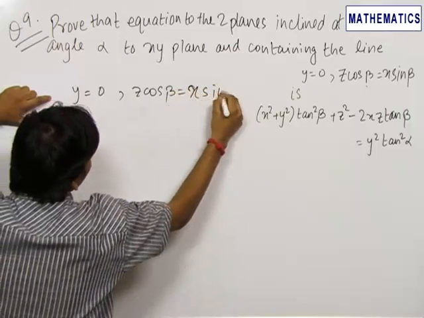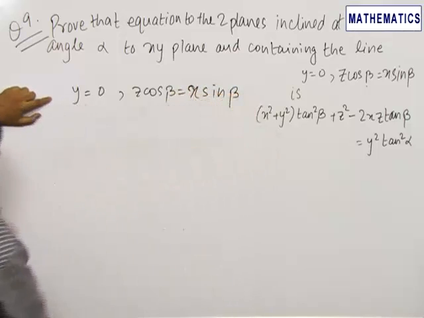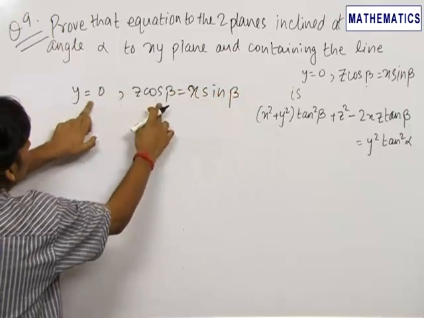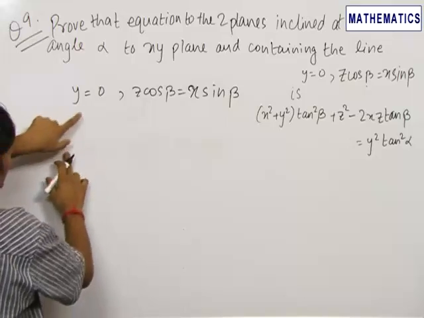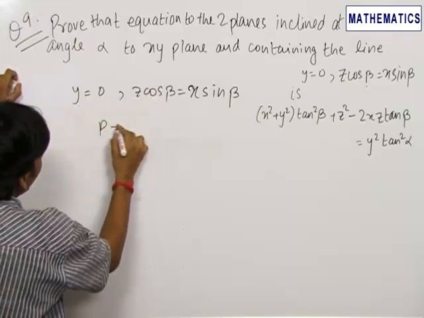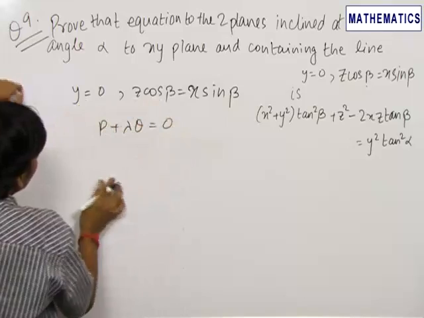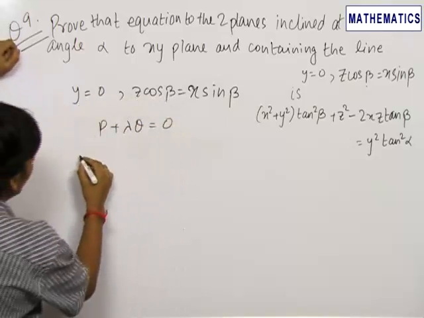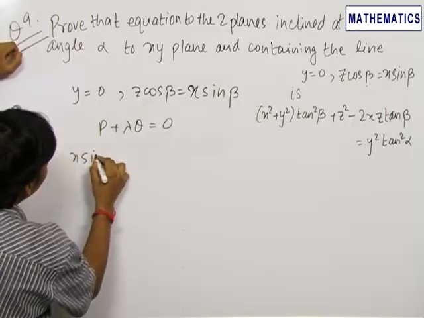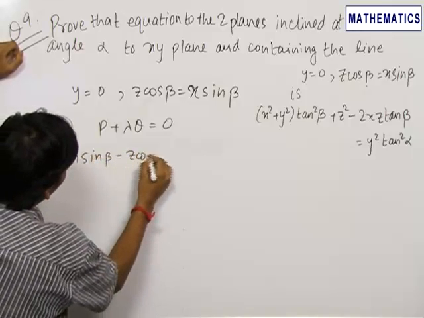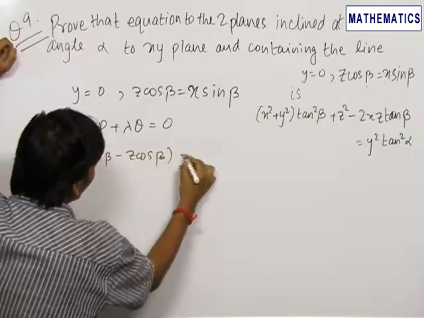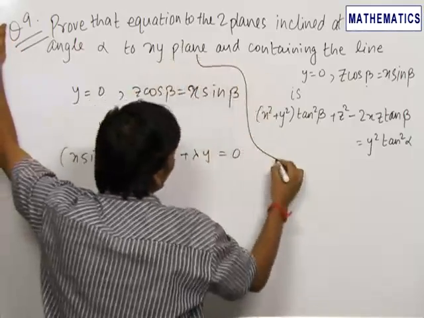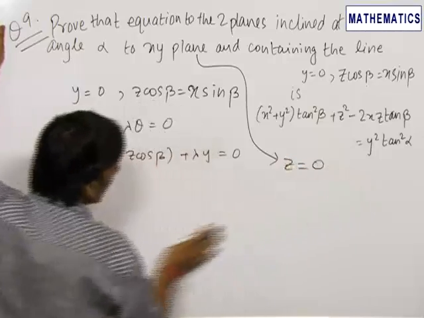Both of these are equations of planes in 3 dimensions. Now the line represented by them is the line of intersection of these two planes, and any plane passing through the line of intersection of these two planes is given by P plus lambda Q is equal to 0. This is the plane passing through the line of intersection of these two planes. Therefore we can write this as x sin beta minus z cos beta plus lambda times y is equal to 0. Now the plane represented by the xy plane is z is equal to 0.